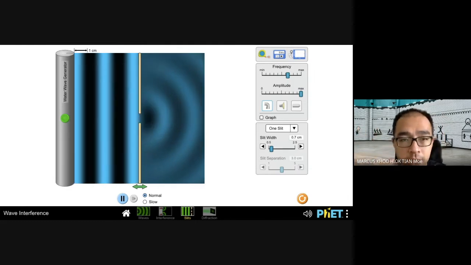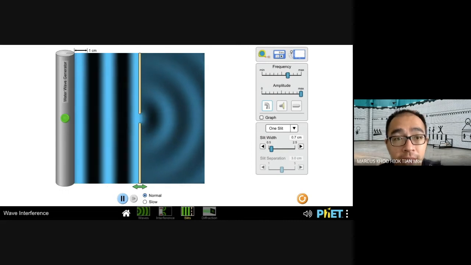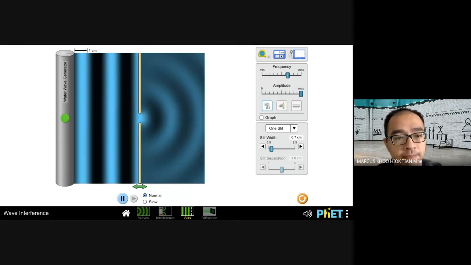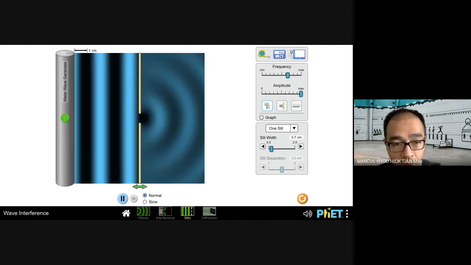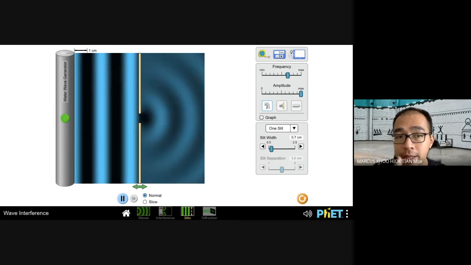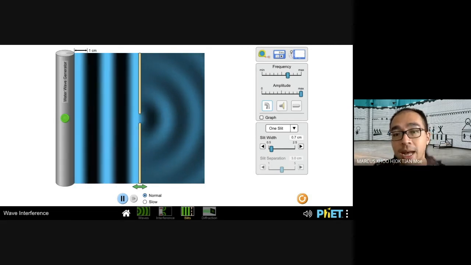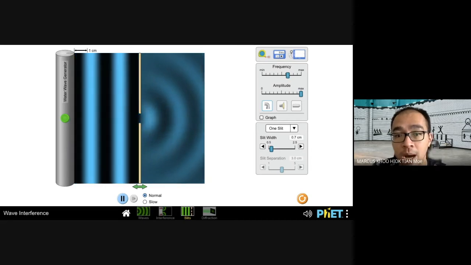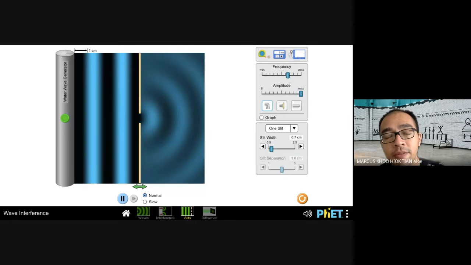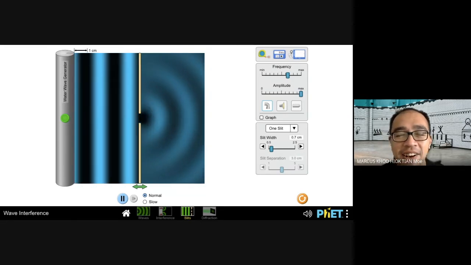But let's talk about the amplitude. What do you think happens to the amplitude after diffraction happens? Decreases. Okay, the amplitude decreases. And we can very clearly see it from this simulation. On the left side, the colors are more obvious. But after diffraction happens, the colors kind of fade away like that. It's like dying.